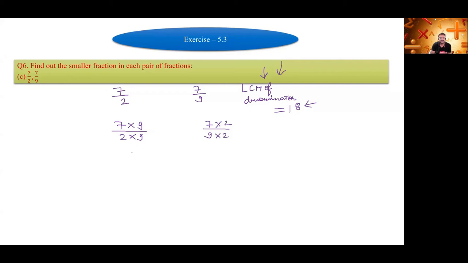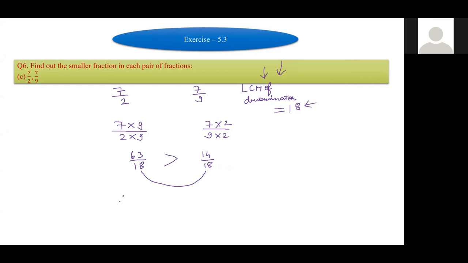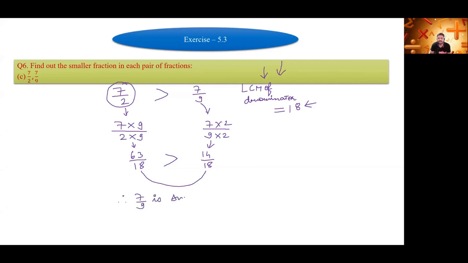Okay. So 7 nines are 63 upon 18, and this is 14 upon 18. Now the denominators have become the same. That means these two fractions are like fractions now. So now compare the numerators and tell me which one is greater and which one is smaller. 63 upon 18 is greater and 14 upon 18 is smaller. So this 7 by 2 is greater. Solving 7 by 2 gave 63 upon 18, and solving 7 by 9 gave 14 upon 18. That means 7 by 2 is greater than 7 by 9. So the smaller fraction is 7 by 9.